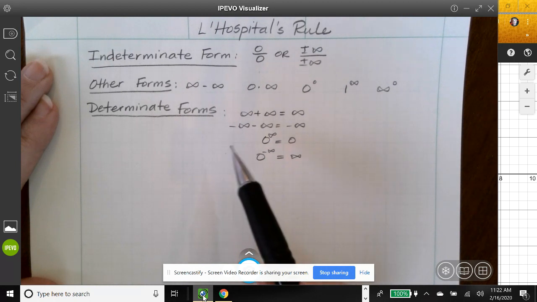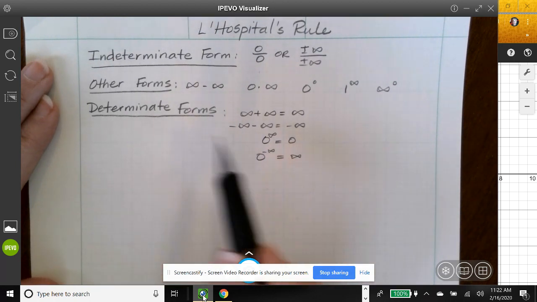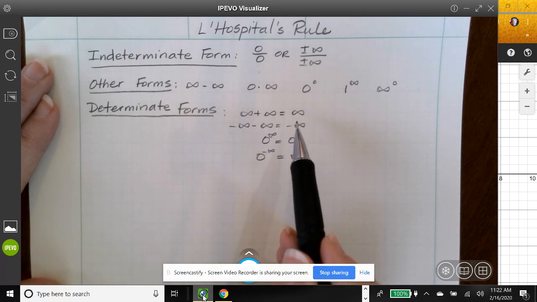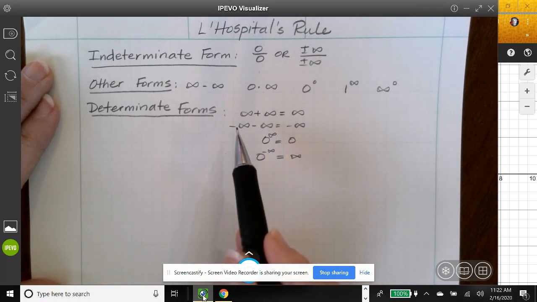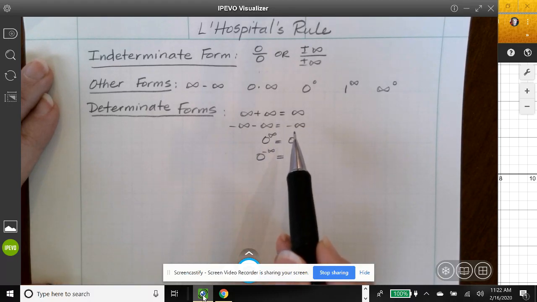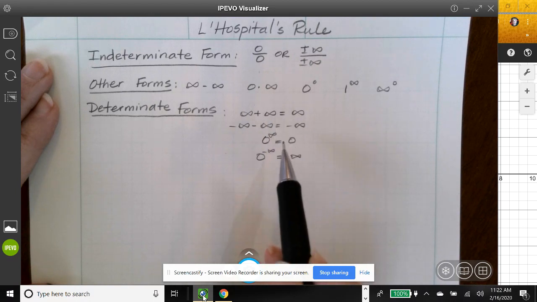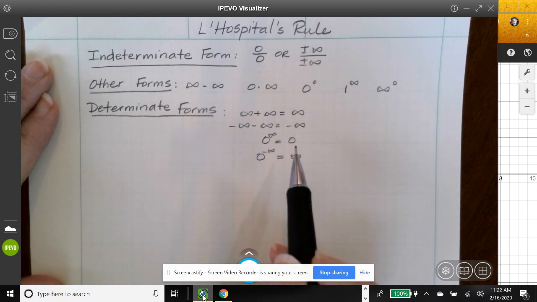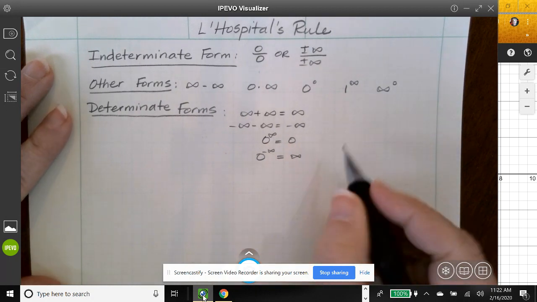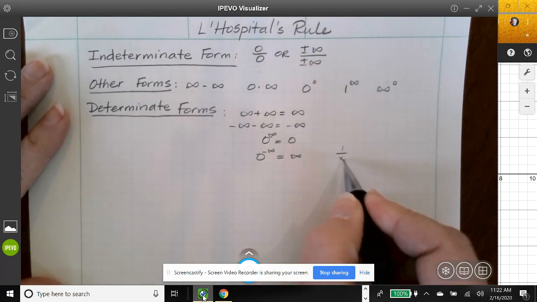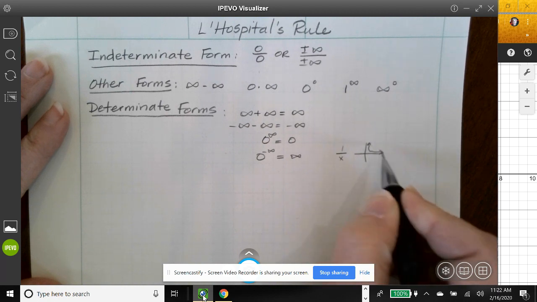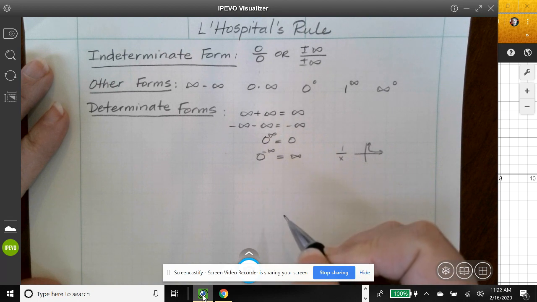Now, some limits that are determinate are, for example, if I have infinity plus infinity, well, guess what? That's just still infinity. And negative infinity minus negative infinity is also negative infinity because we just multiplied this result by -1. 0 to the infinity is just 0, and 0 to the negative infinity is infinity. I want you to think about 1 over x. As x goes to 0, what happens? Well, you're headed towards infinity, and that's why that's 0 to the negative infinity.